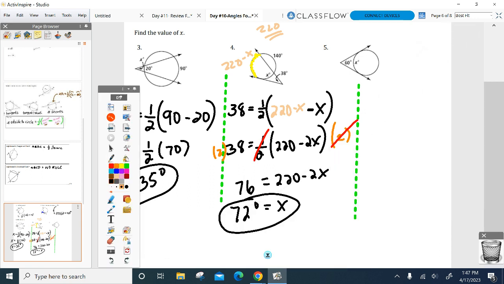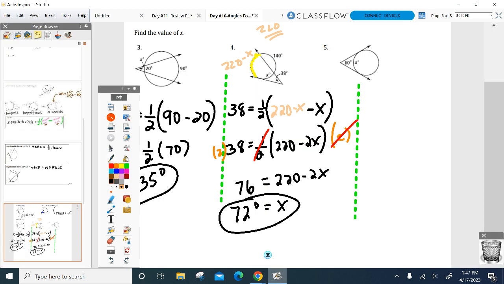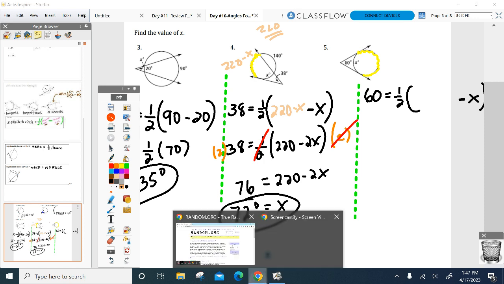Okay, we okay on that? Because you're going to use that same brand of thinking on number 5 now. All right, first question, where's the 60? Is 60 inside or outside? Outside. 60 equals 1/2, I'm going to subtract the two arcs, and I already noticed that my minor one is x. How about the major now? How do you write the major one now? Can you guys give me an expression to write that major one there?